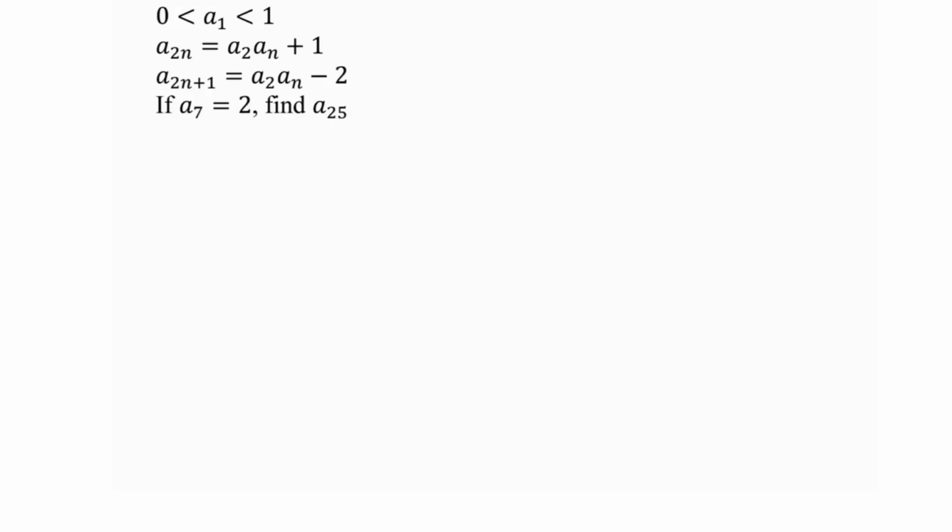We'll notice that there's an a sub 2n and a sub 2n plus 1. What separates these two is that one is an even number and the other is an odd number. So we have a with an even subscript and a with an odd subscript. So let's look at a sub 7 since that's what's given to us. We have a sub 7, which has an odd subscript, so we'll use the a sub 2n plus 1.